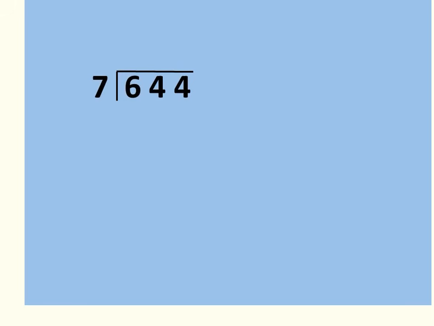So let's solve this problem. 644 divided by 7. I can begin by saying 7 times what number gets me close to 6? We know that the closest we can get to it is 0 with 7 as a factor. So we need to take both the 6 and the 4 together. All right, so 7 times what number up top gets me close to 64? And that would be 7 times 9.